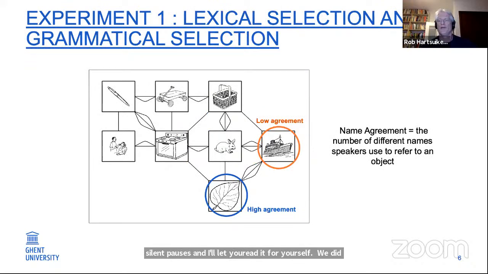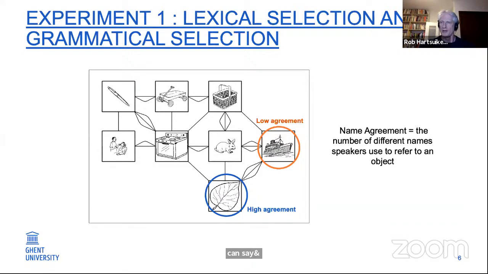In experiment 1, we manipulated difficulties at the level of lexical selection and grammatical selection. To manipulate lexical selection difficulty, we played around with name agreement. We had items with low name agreement, where you have multiple names. In Dutch, you can say ship and boat. And then we had pictures with high name agreement, like leaf, which in Dutch is also only one word. Each network had 4 low agreement items and 4 high agreement items.